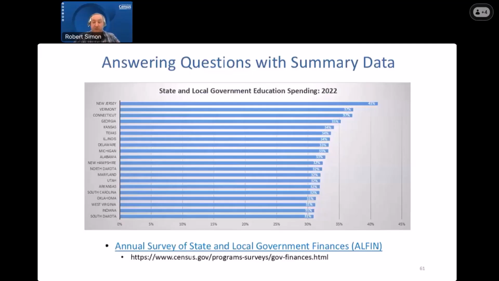We have a similar survey, the annual survey of state and local government finances, which measures the same things as the state government survey, but includes local government revenue, expenditures, and debt in the tabulations. If we look at education spending as a percentage of total expenditures while including local governments, we get a different picture. Utah and Alabama were the top two when we looked at state-only education spending. However, when we include local governments within each state, New Jersey and Vermont come out on top.